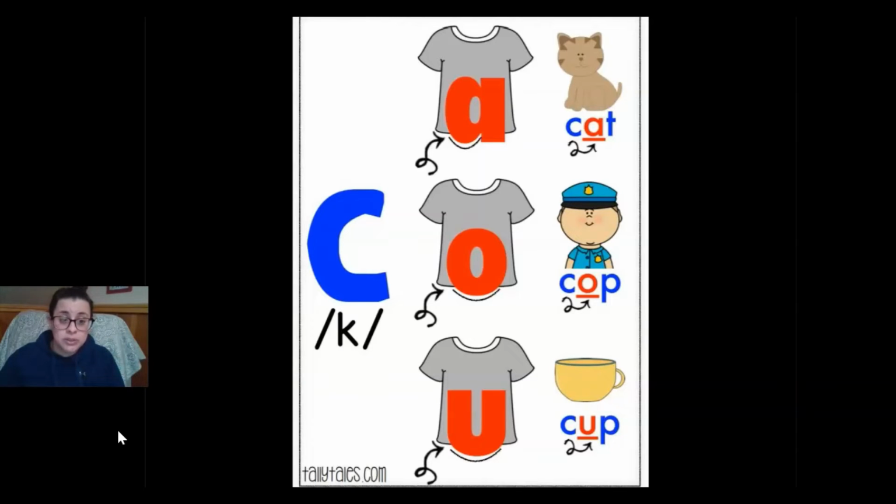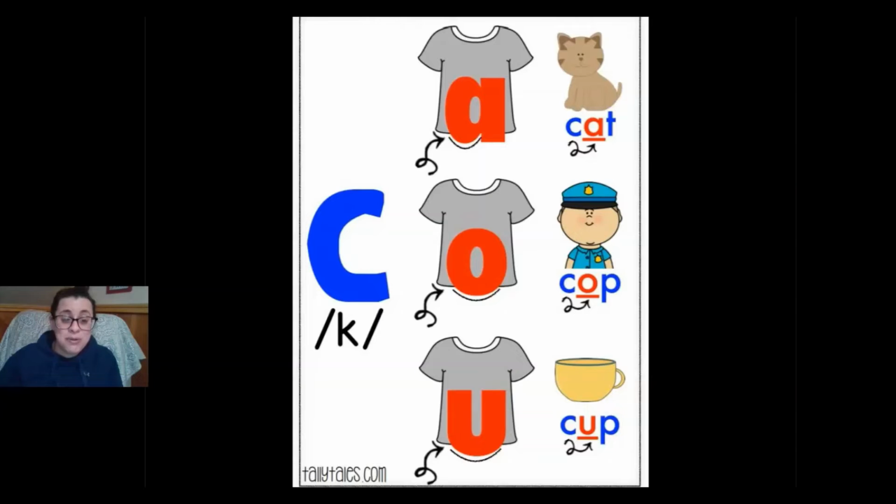So let's quickly review. When we hear the word cat, because we hear an A in the middle, we would use a C. When we hear a word that has the O sound like cop, we would use a C. When we hear a word that has the U sound like cup, we would use a C. We always use a C when we're writing words that we hear A, O, or U sound in the middle. C will always be before a round letter.